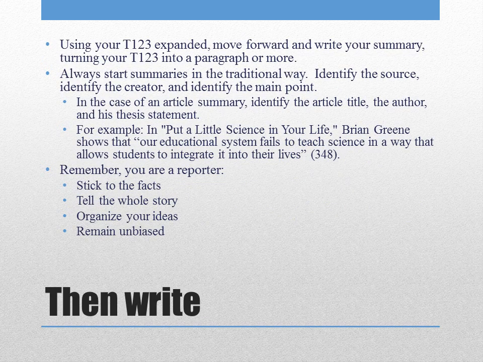When you write, use your T123 expanded and move through it, writing off of your T123. Basically turn each section into a sentence or 2 or 3 sentences. Always write summaries in the traditional way. This means you should identify the source, identify the creator, and identify the main point as the first sentence in your summary. So in this case, we're writing an article summary. So you need to identify the title of the article, identify the author of the article, and identify his or her thesis statement.